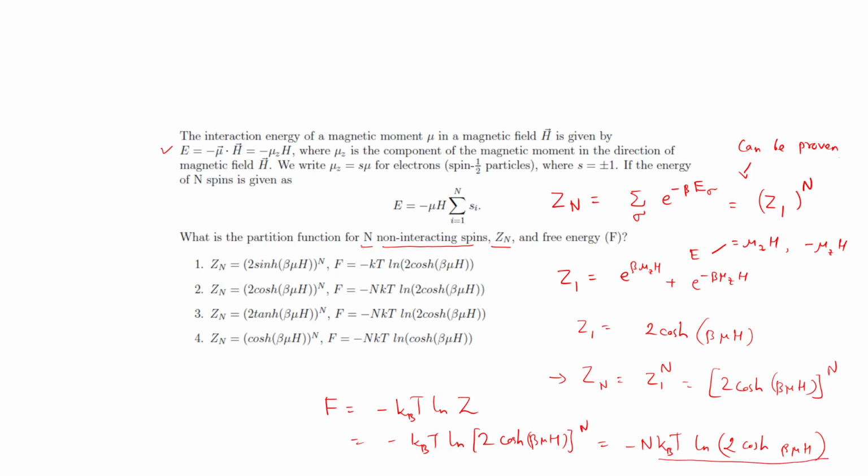But since they are non-interacting spins, so N non-interacting spins are there, the free energy just gets multiplied with the number of particles. So intuitively this is also clear. So what we have is the correct option would be, I think, this one.